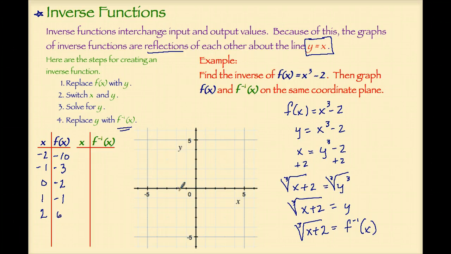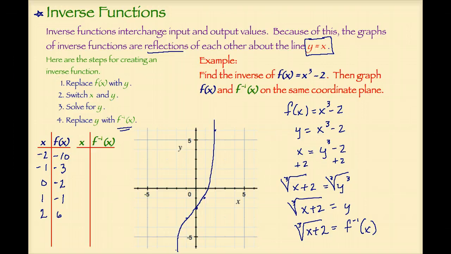Let's graph this. Negative 2, negative 10 is down here somewhere, negative 1, negative 3, 0, negative 2, 1, negative 1, 2, 6 is up here. And so here is the curve that the original function represents.